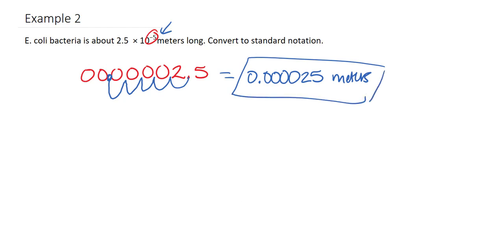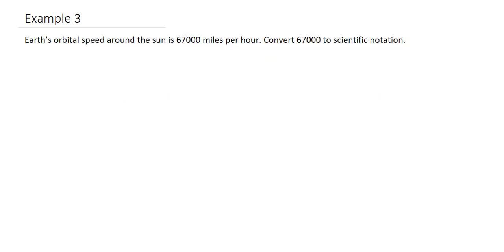Let's do another example. Example 3. Earth's orbital speed around the sun is 67,000 miles per hour. Let's convert 67,000 to scientific notation. Now, we have a period here, but we really want it to be between the 6 and the 7. Because what we want to do is have a digit, a number between 1 through 9, any of those digits, and then we have a decimal and then any other numbers after.